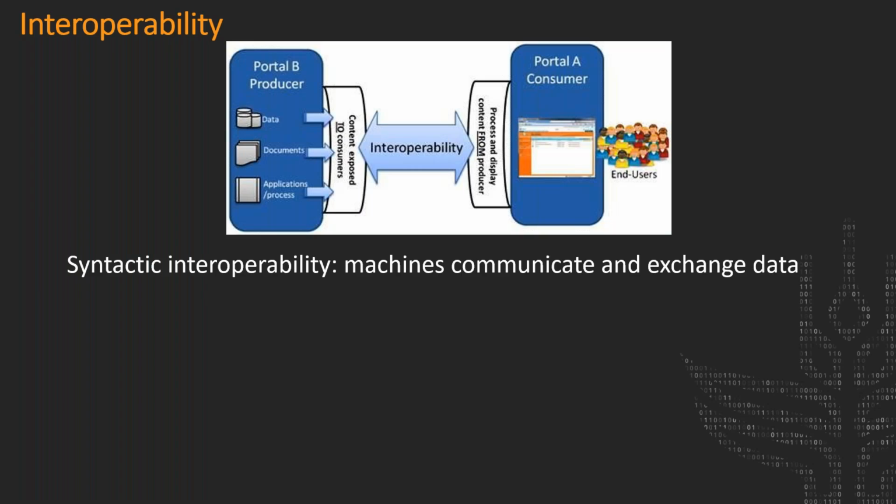So when tech people talk about interoperability, they usually mean what's known as syntactic interoperability. That is, machines being able to communicate and exchange data. For instance, being able to serve up web pages, which is the key example that everyone can identify with. So that's syntactic interoperability.